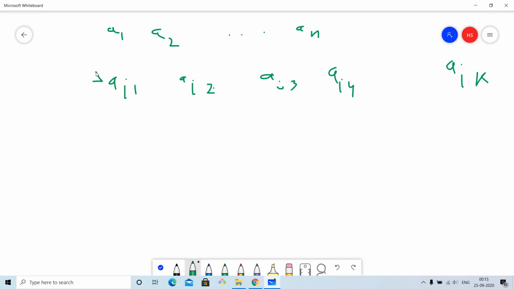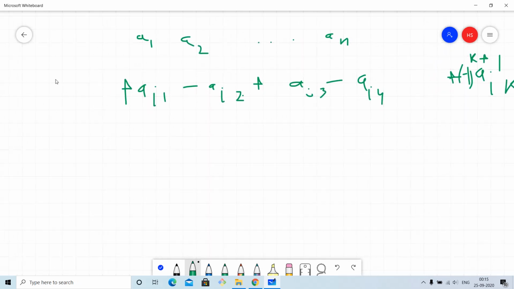We will add plus and minus signs to the values of the subsequence. If our subsequence has length k which is odd, then the last term will add plus, and if it is even then it will add minus, so this will be plus or minus 1 raised to the power k plus 1. You can check this one. So this is the value of the strength, which we have to maximize and print as our answer.